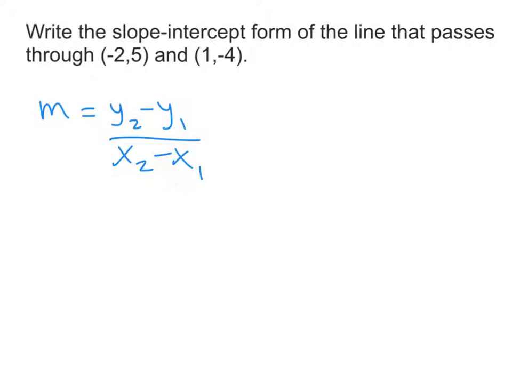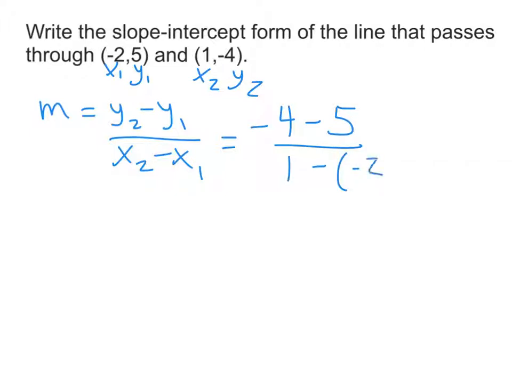So this is the formula for the slope, and what I'm going to do is just label real quick x1, y1, and x2, y2. That just helps us be careful about what we plug into this formula. And let's do it. So m equals y2 minus y1. That's going to be -4 minus 5, because that's what we labeled as y2 and y1. And then on the bottom, x2 minus x1, that's going to be 1 minus, be careful, x1 already has a negative, so it's going to be parentheses -2, just like that.